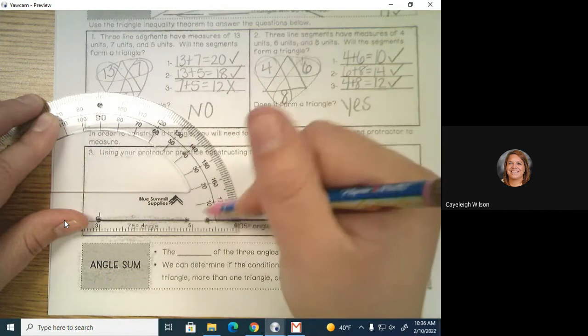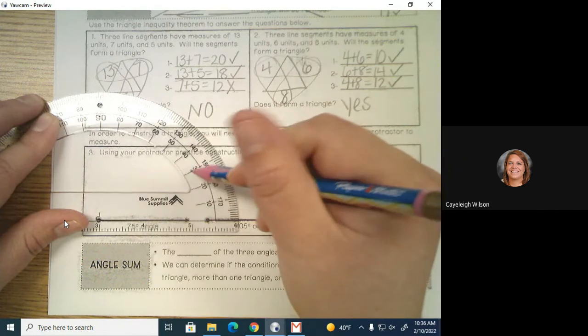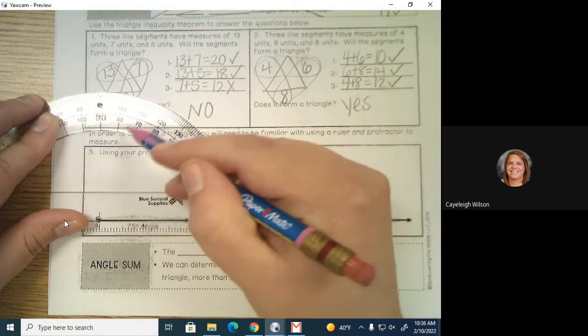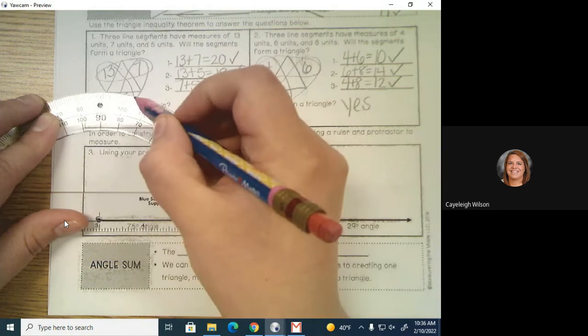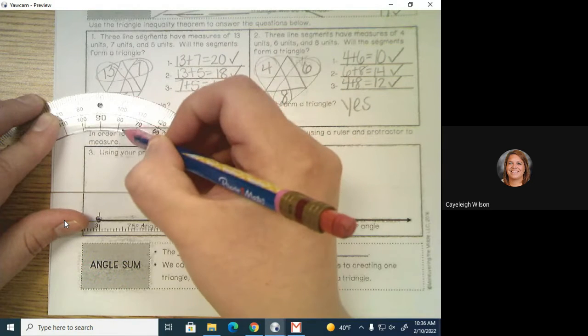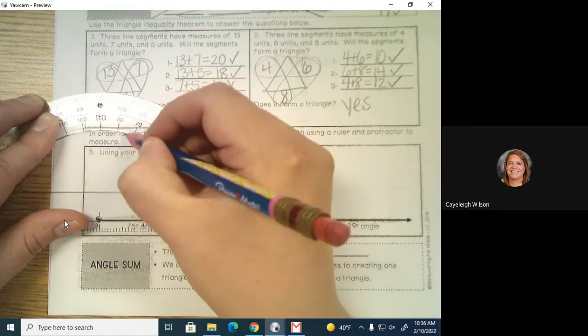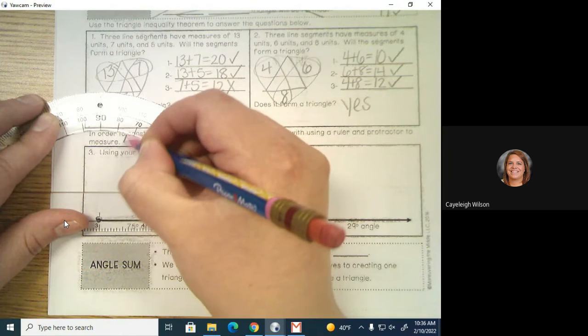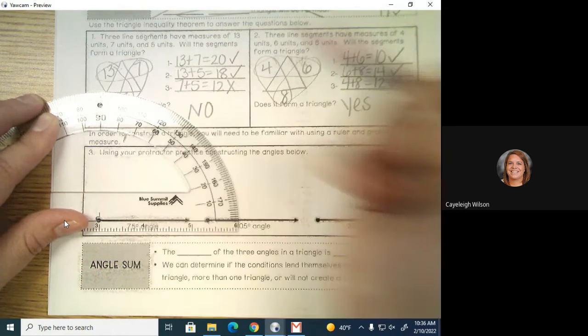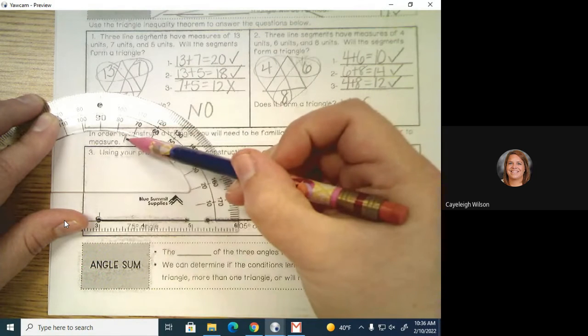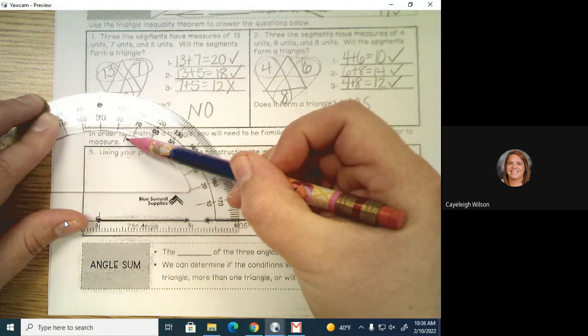So I'm going to start over here. 10, 20, 30, 40, 50, 60, 70. So 75 is halfway between 70 and 80. So I'm just going to draw like a little bitty line here showing that that's 75. Draw just a little bitty line there.